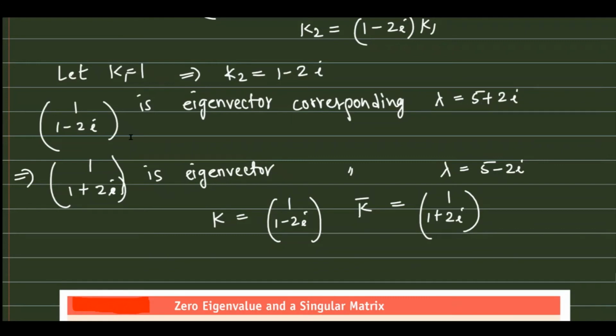Now for finding the eigenvector of its conjugate, we have to find the conjugate of k. Here k is [1, 1 minus 2i], so its conjugate is k bar, which will be [1, 1 plus 2i]. So we can say that k bar is an eigenvector corresponding to the eigenvalue lambda equal to 5 minus 2i.